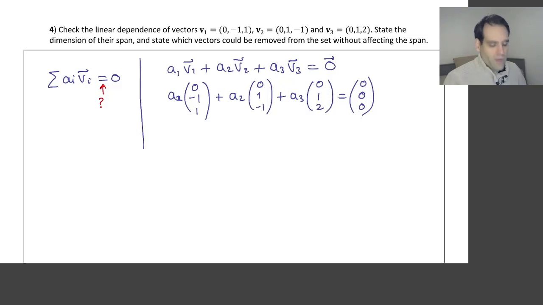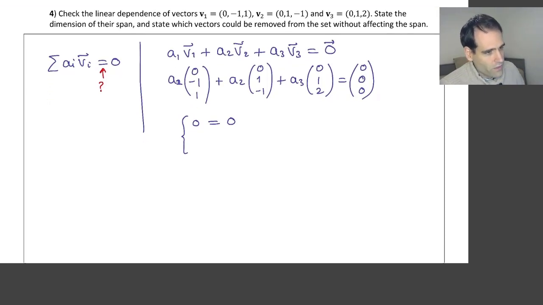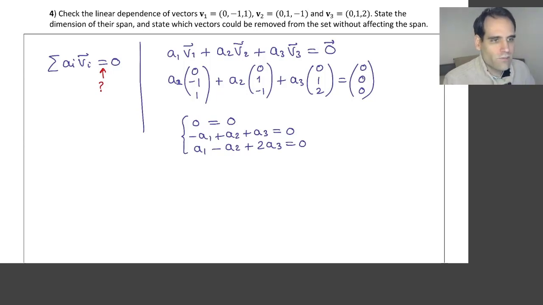So this means that we actually have three equations, the same as before. And what are the three equations? They are 0 equals 0, that's the top equation, right? Because we have 0 times A1 plus 0 times A2 plus 0 times A3. So the left-hand side is 0 equals 0. Then the next one is minus A1 plus A2 plus A3 equals 0. And then the third equation is A1 minus A2 plus 2A3 equals 0. I just developed the vectors multiplied by A1, A2, or A3 and then added them up.